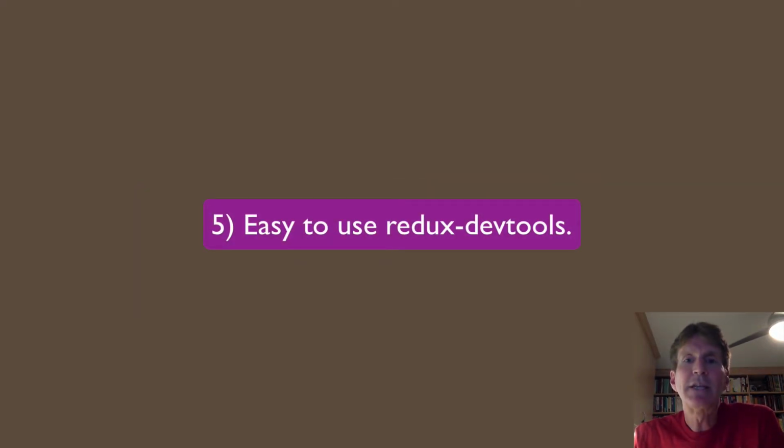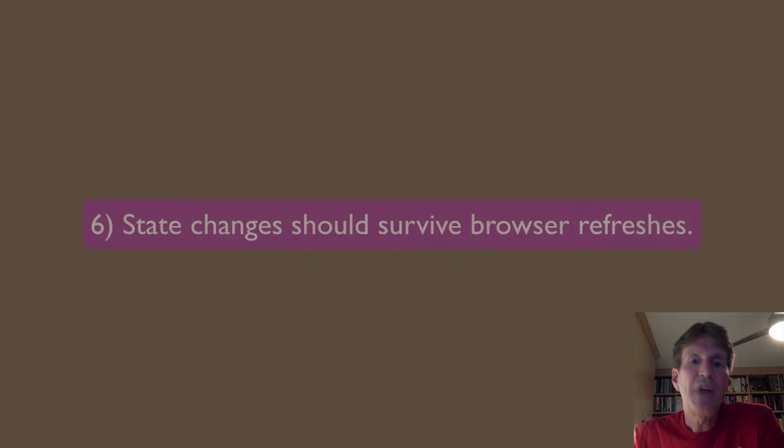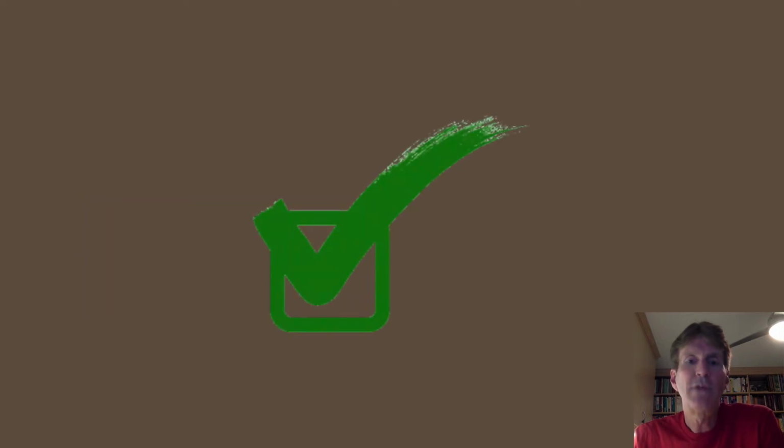It should be easy to use Redux DevTools in a browser to view the current and past states, see a log of all requested state changes and the diffs they caused, replay state changes backward and forward, and see the resulting UI changes. This is known as time travel debugging. Finally, state should survive browser refreshes, and the UI should re-render correctly. All of these goals are achieved by Redux Easy.